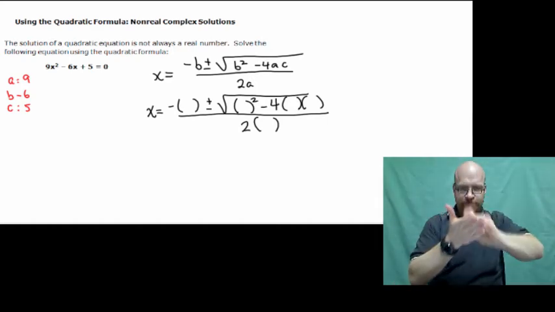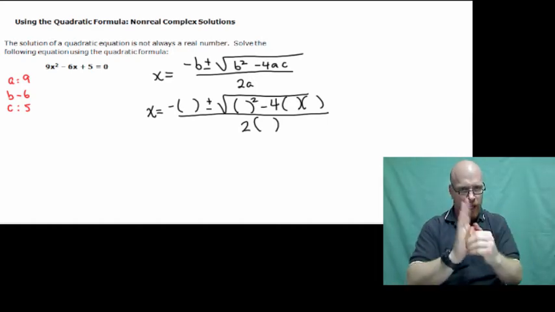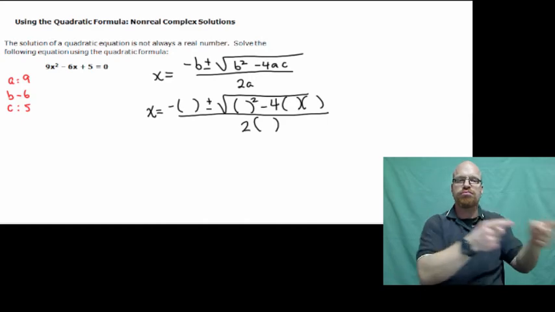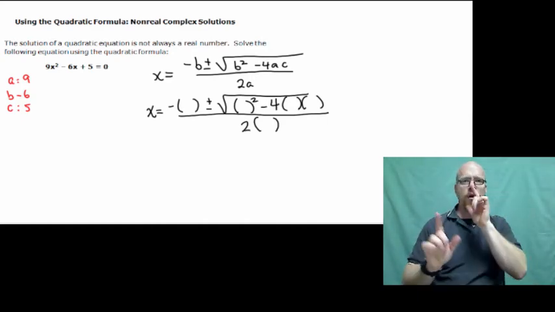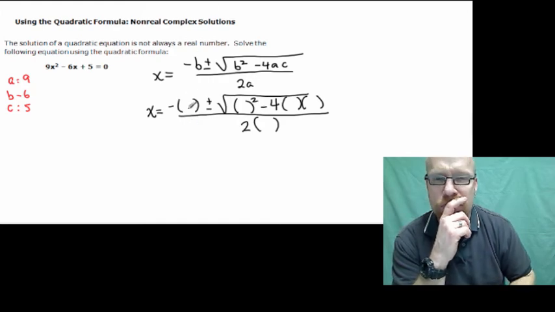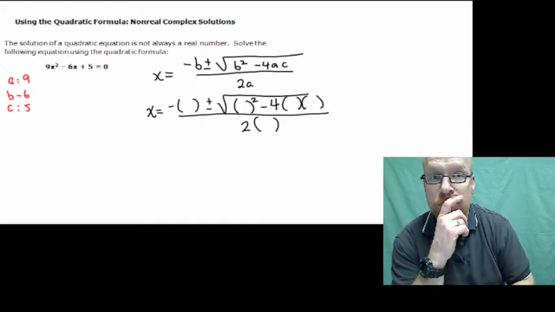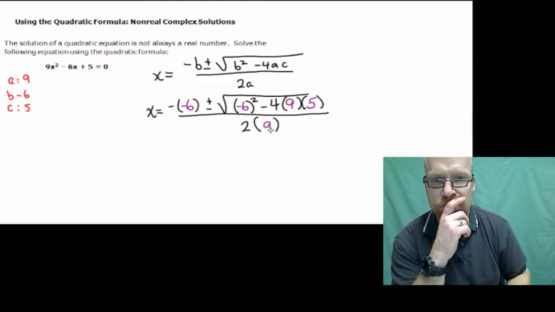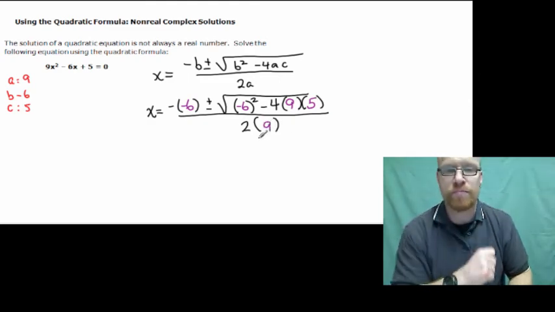Okay, now I'm ready. I've written my formula. Again, I practice writing. It helps, and I use parentheses here. Now what I'm going to do is plug in the numbers where they belong. All right.